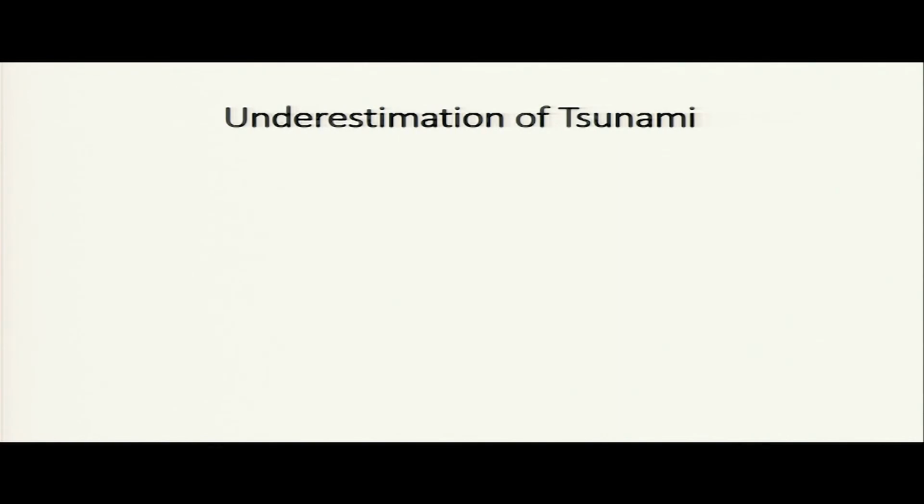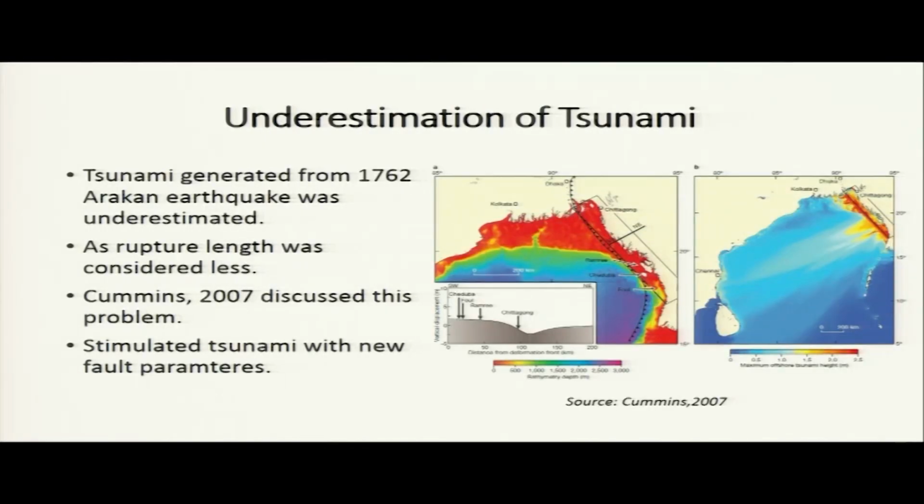As I have already told you, there was an underestimation of the tsunami of 1762, the Arakan tsunami. There was a paper in Nature by Cummins which carried out a study of this 1762 Arakan tsunami. Firstly, the authors, on the basis of observed data, were saying that there is a small island, Ramari. They said that the rupture after the 1762 earthquake in this area was only up to this far.